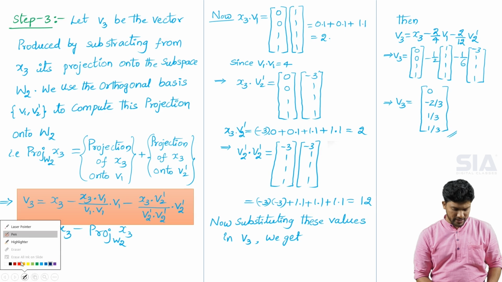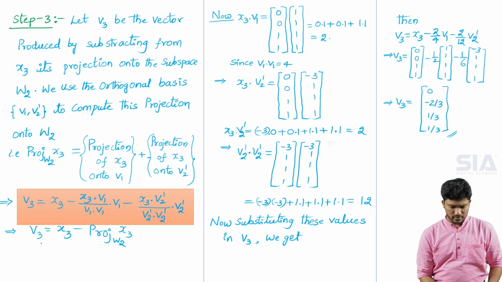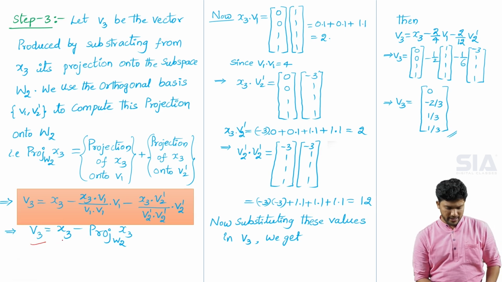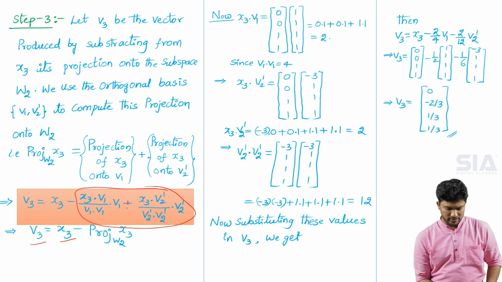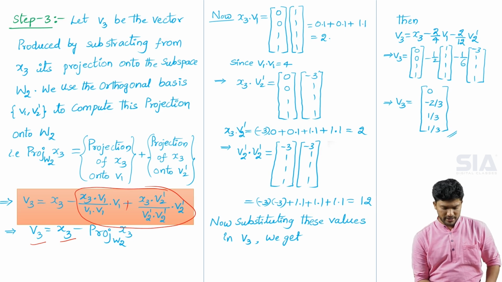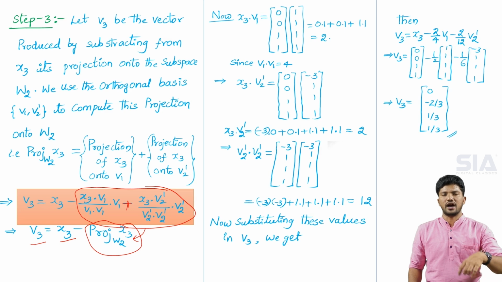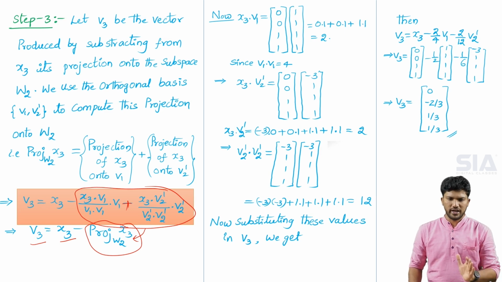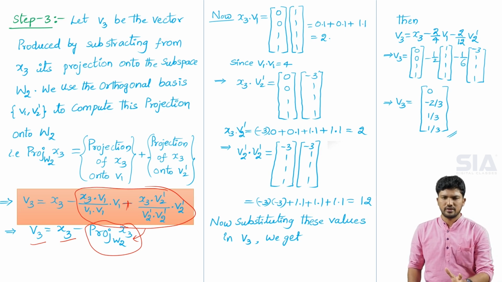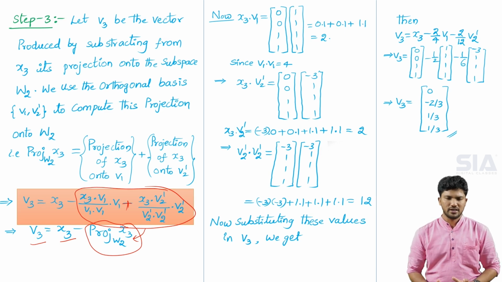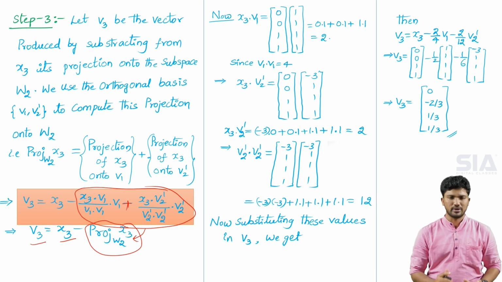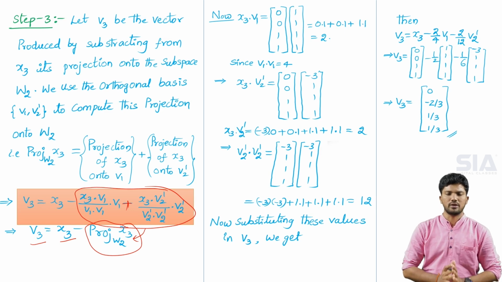So now clearly we can observe the value v suffix 3 is equal to x3 minus the total value. If you take minus common from those two values, this value will become plus. The total value we can write in this format, projection of x3 onto W2. If you take minus common from the last two terms, then that middle term will get a plus symbol, so the total value will become the projection of x3 onto W2.